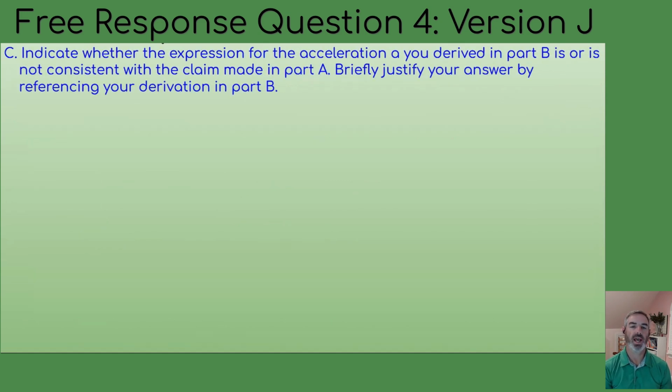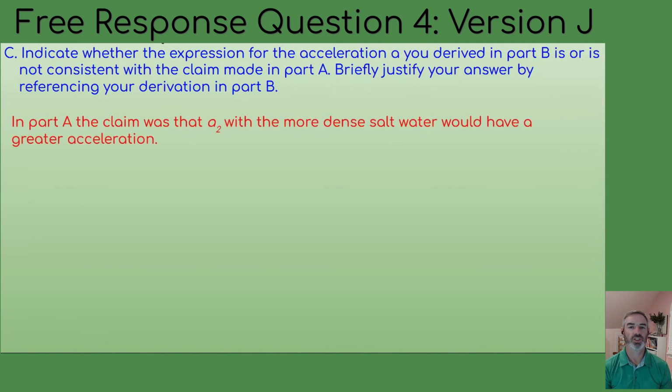Now, part C asks us to indicate whether the expression for the acceleration that we derived in part B is not consistent or is consistent with the claim in part A. We're going to briefly justify our answer by referencing our derivation in part B. So a tip: it should always match parts A and B. If you're not sure how to figure it out, maybe do part B first and then come back to part A to try to figure out how you can explain it qualitatively before you use equations.